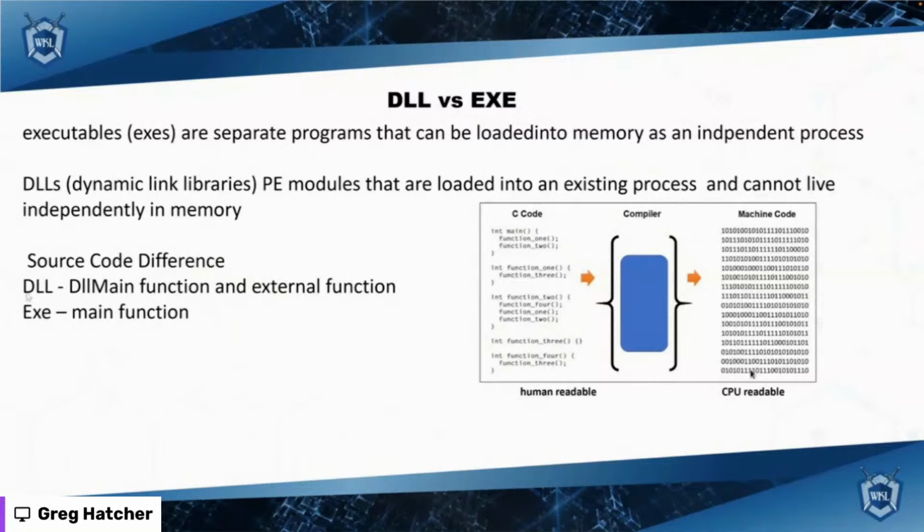Source code difference: EXEs have a main function and DLLs have a DllMain. We're looking at it in a disassembler. This is the machine code. This is the C code. This is the assembly.